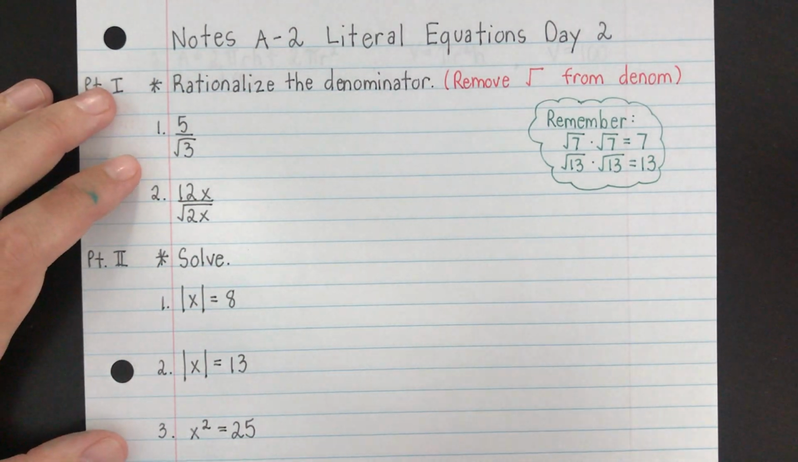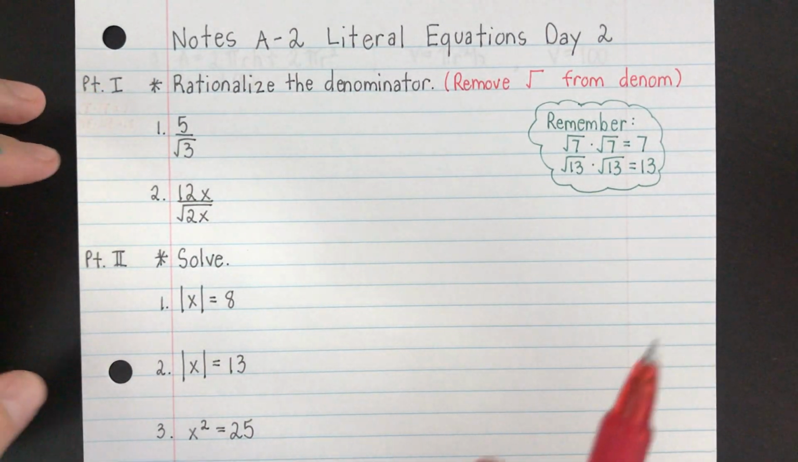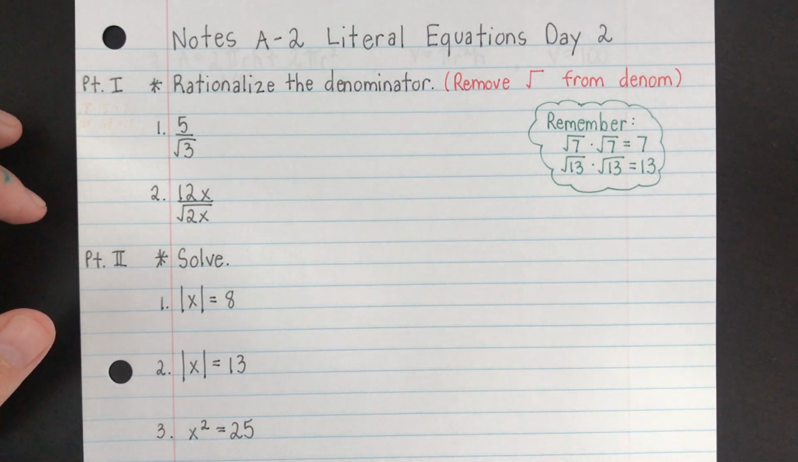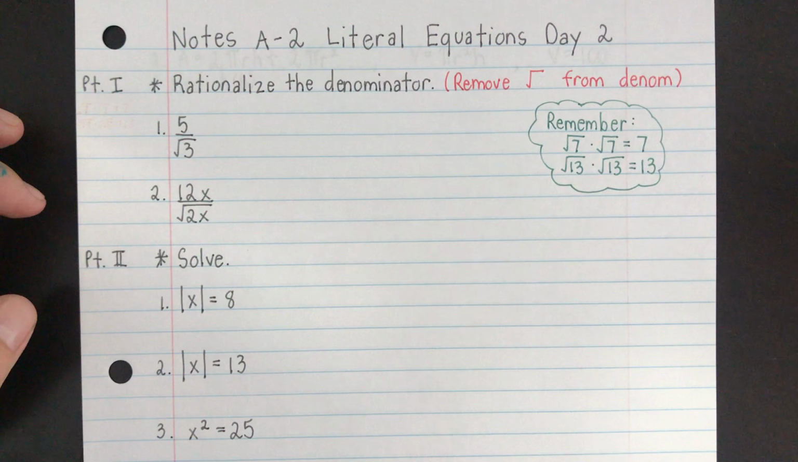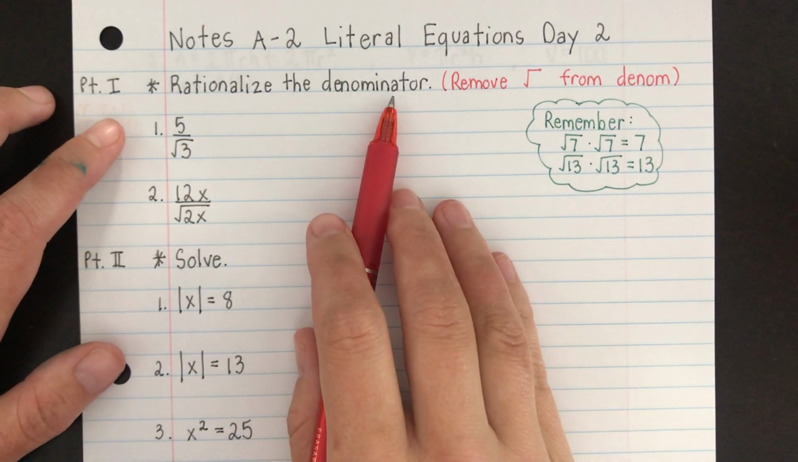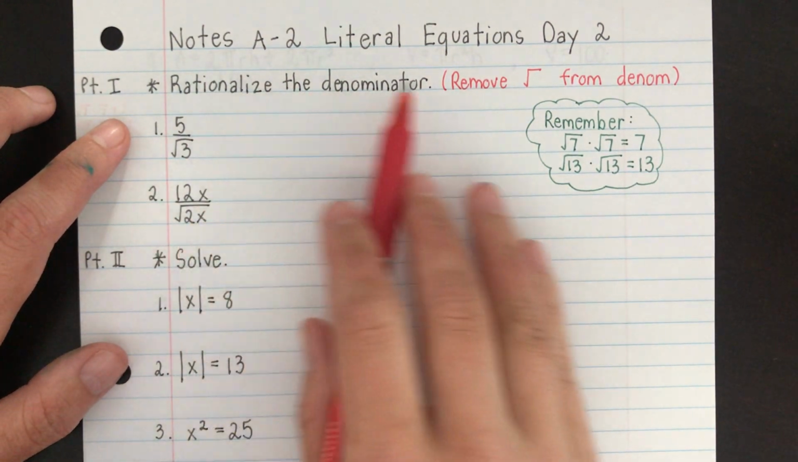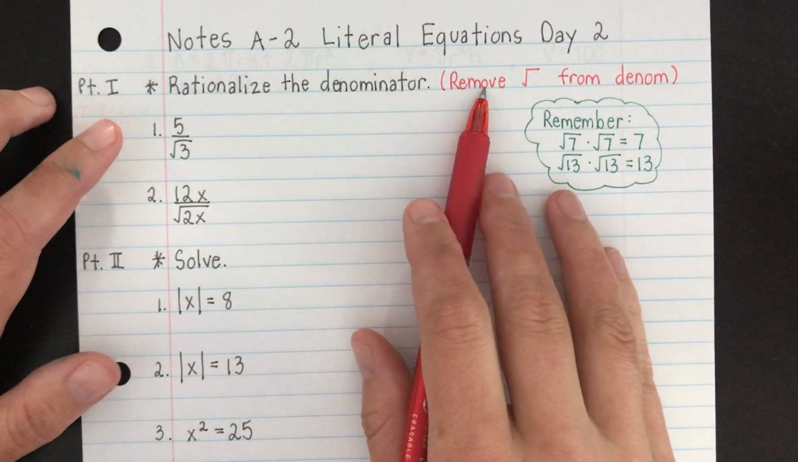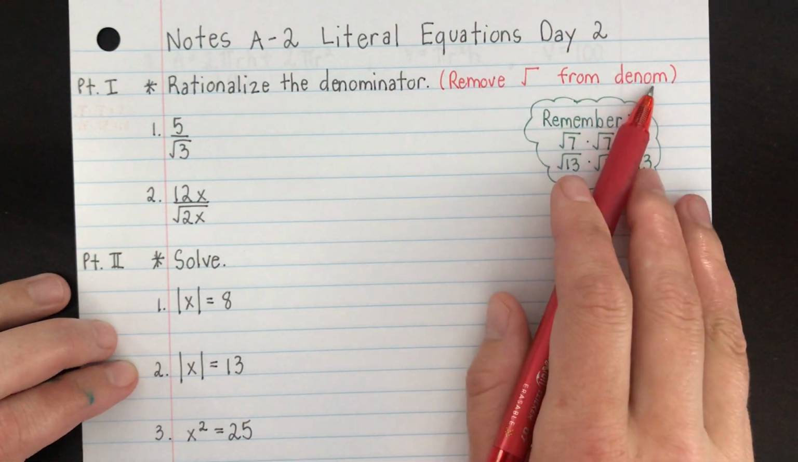Before we get to the literal equation part of today, we need to refresh some concepts from Algebra 2, because these concepts we will be using in our literal equations today. So the first concept that we are going to refresh in part 1 is rationalizing the denominator. In other words, remember the word rationalize means remove the radical. So we are going to be rationalizing the denominator, so therefore removing the radical from the denominator.